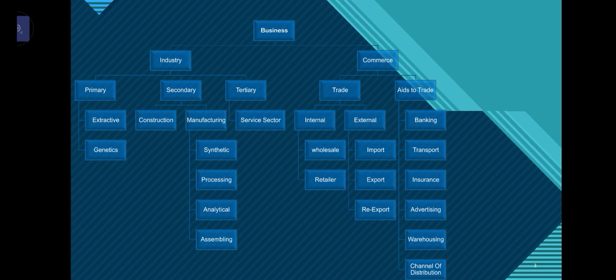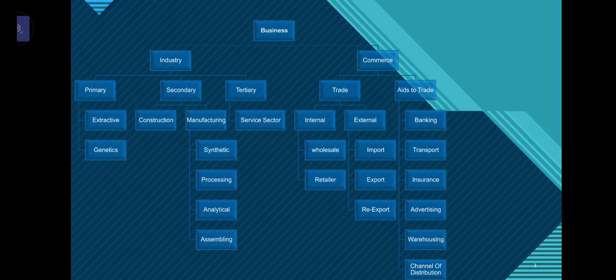Manufacturing is classified into four types: synthetic, processing, analytical, and the fourth one assembling. And tertiary industry is classified into one type, service sector.